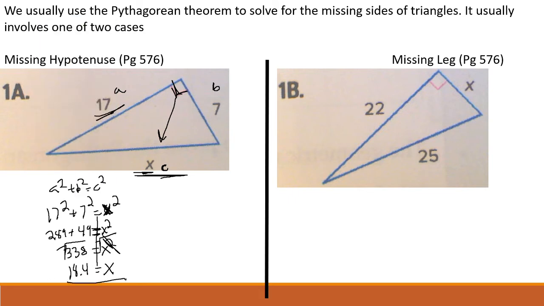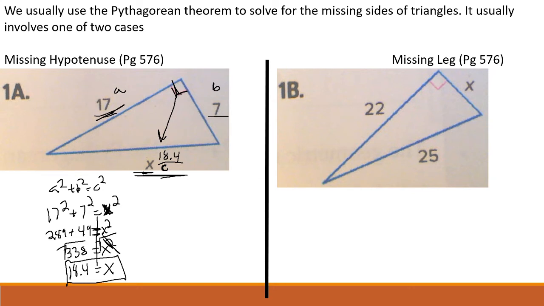18.4. And that would be how long that side is. This side here would be 18.4 units long. And again, we can do a little common sense check. Since 18.4 would be the longest side, 18.4 is bigger than either 7 or 17, then it would make sense to be the hypotenuse.